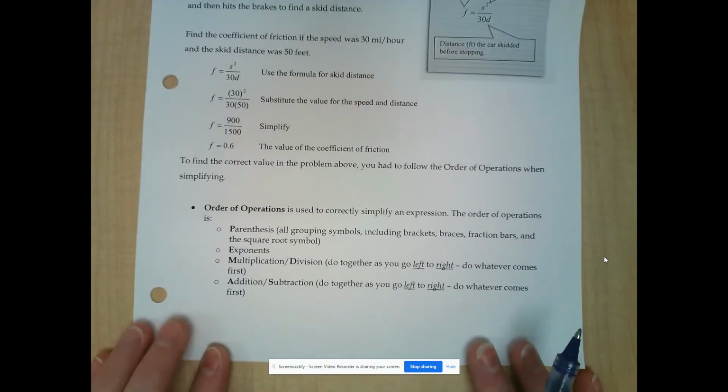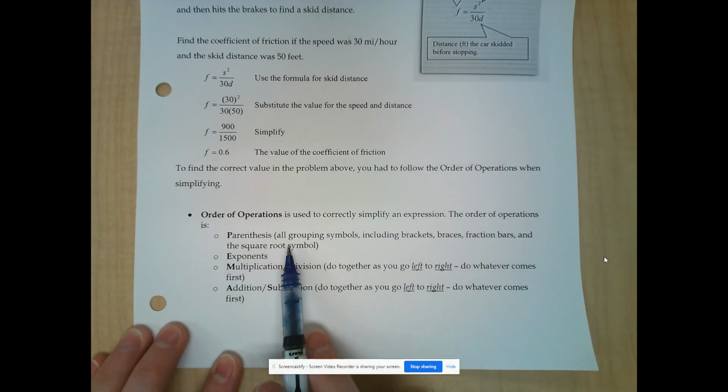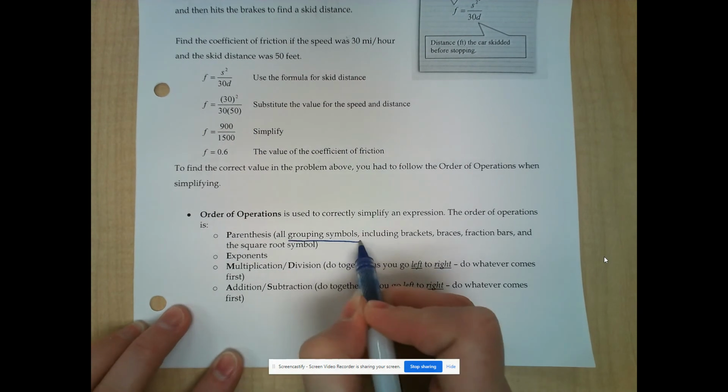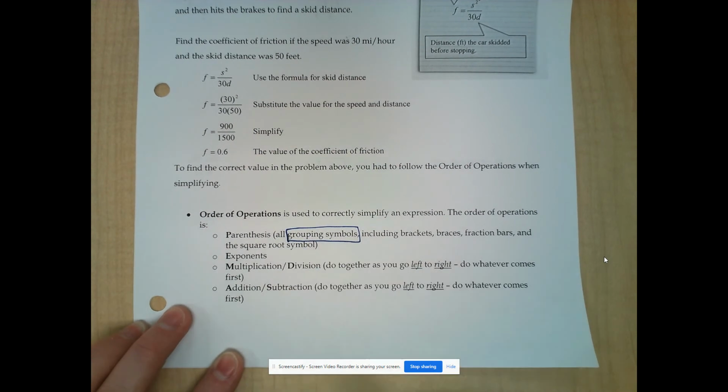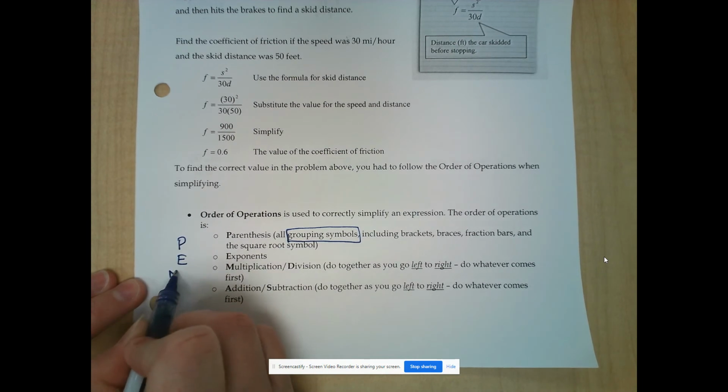So our order of operations that we've had forever and for always are parentheses, all of the grouping symbols, brackets, braces, fraction bars, square root symbols, anything that is a grouping symbol. Typically, you've got PEMDAS, right? That should sound familiar. PEMDAS to help us remember.